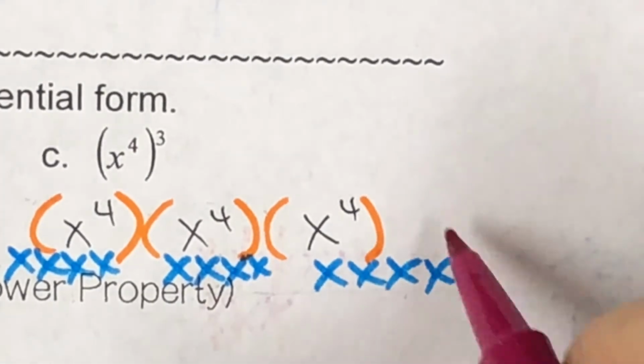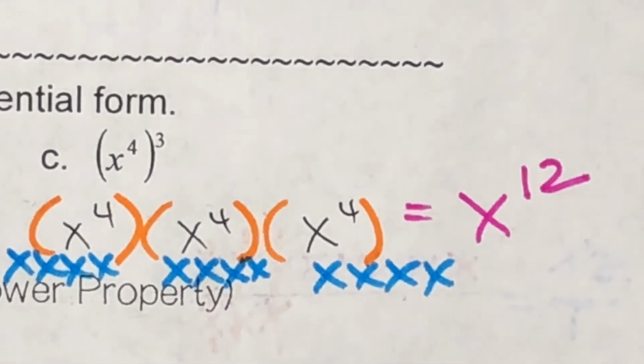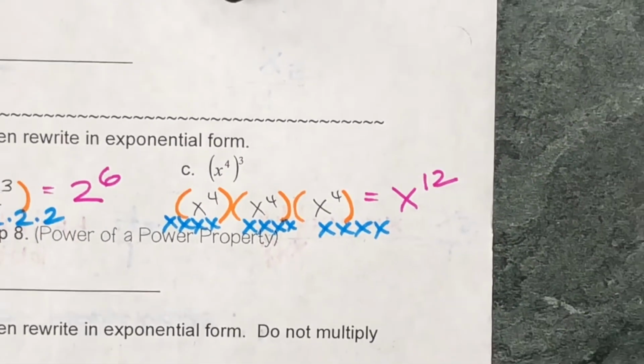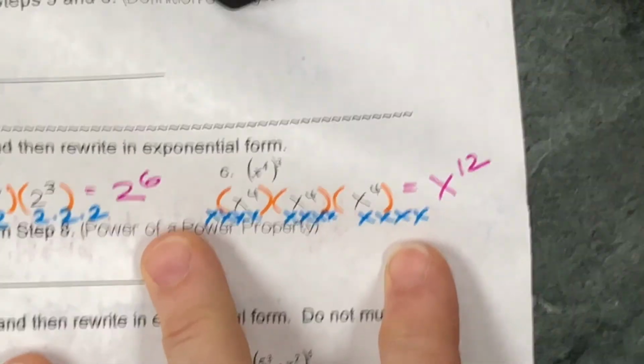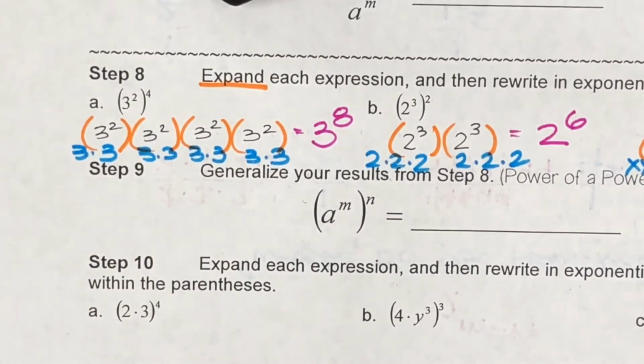All right, count up all your x's. It looks like I have 4, 4, and 4. Isn't that 12? I've got 12 x's. All right, now, I know what you're saying. Mrs. Shaw, all you have to do is blah. That's the rule. What do you have to do? Do you notice? What are we doing? We had 3 squared to the 4th and ended up with 3 to the 8th. Do you see a pattern? Look at this one. 2 cubed squared ends up with 2 to the 6th. Look at that pattern. Any idea?